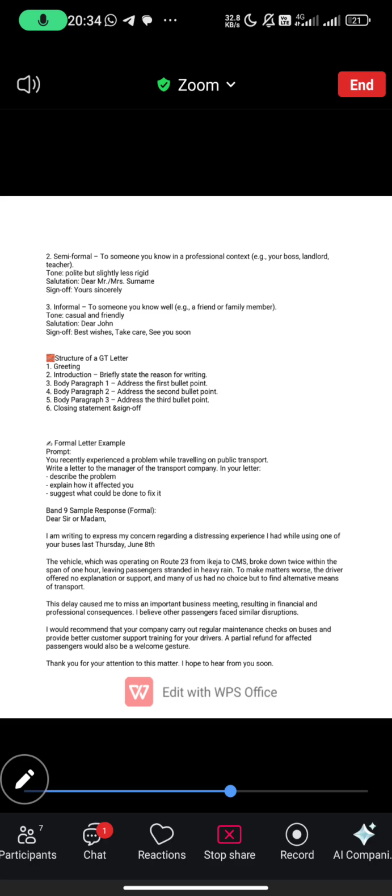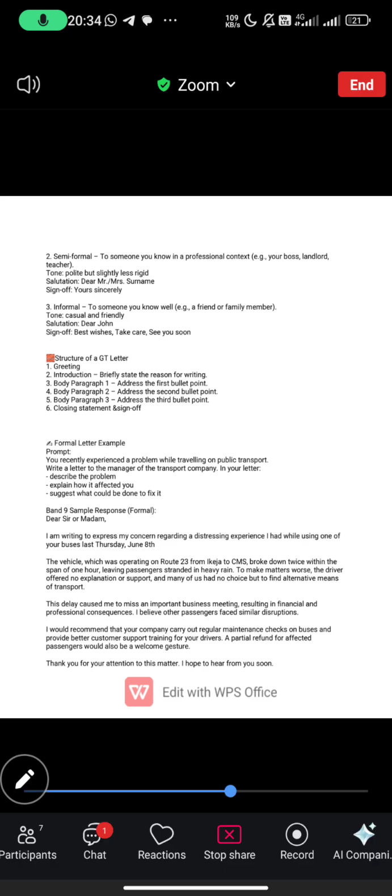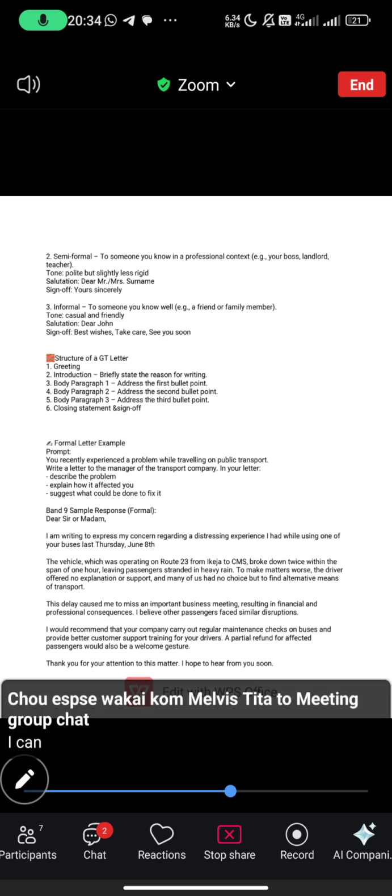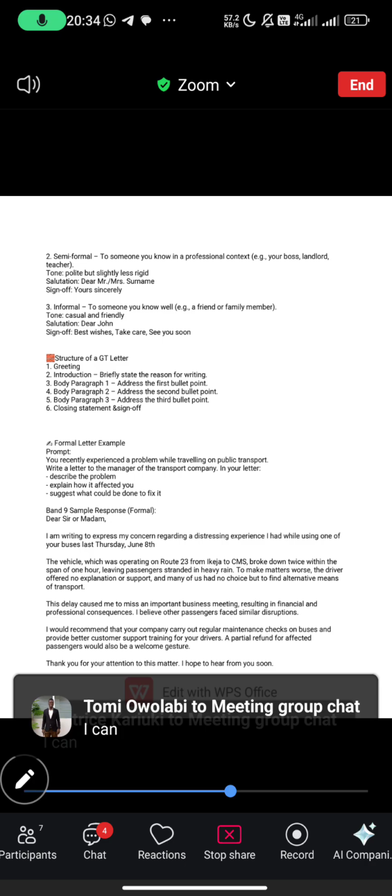Can you see it? If you can see, just type I can on the Zoom chat. Can you see it? No one is typing. Can you all hear me? Okay, I've just seen one person. Okay, I'm seeing multiple responses now. Now let's move on. All right, thank you very much.